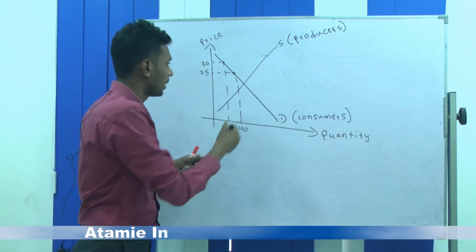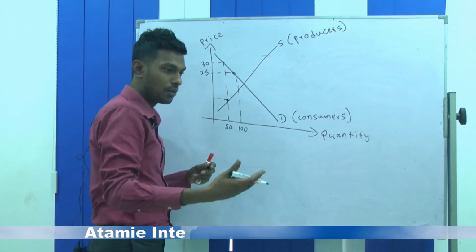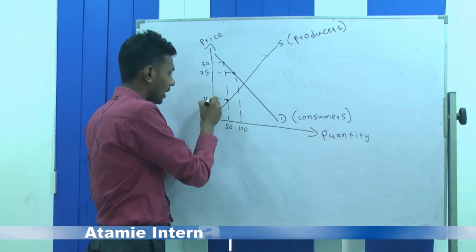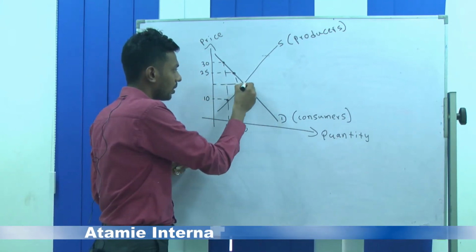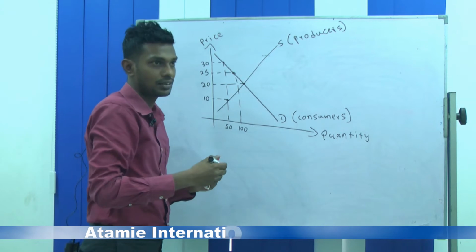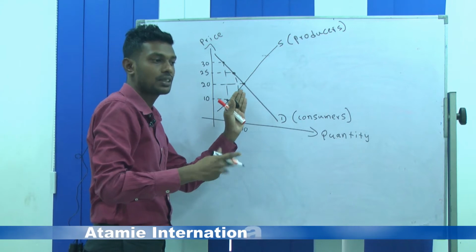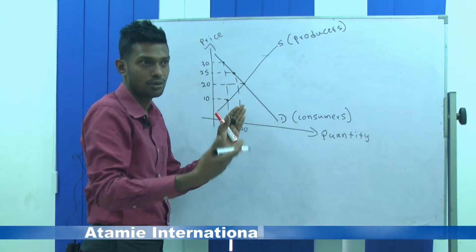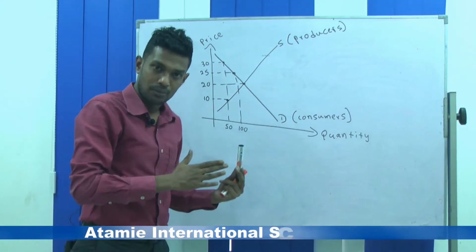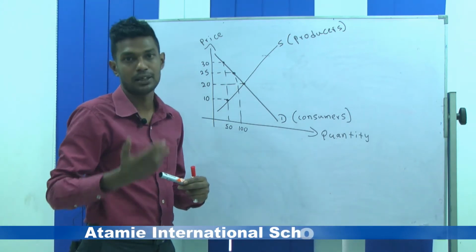Producers will always plan to produce and supply a particular product more at a very high price. When the price rises, the supply rises as well, right? The price rises, the supply rises. That is the law of supply. When the price increases, the suppliers are motivated to supply more. The quantity supplied increases as well. That's the proportionate relationship between the quantity supplied and the price.